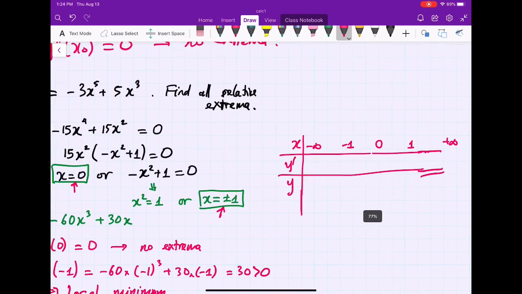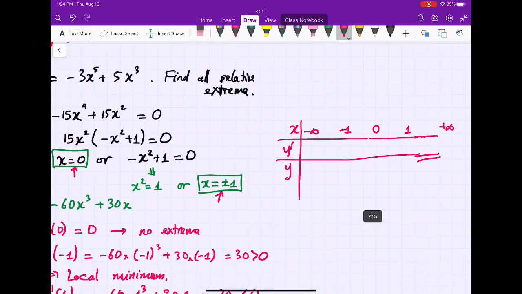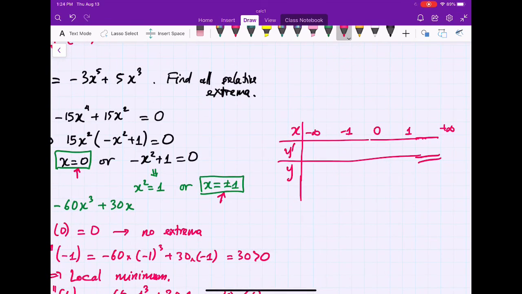You need to pick 1 point from each interval and then plug it into the first derivative. For example, here I pick 2. I plug 2 into this expression because we already have this, right? The sign of the first derivative depends on the sign of -x squared plus 1. Which is easy. So I have negative in here. Between 0 and 1, I have positive. Between -1 and 0, I also have positive. In here, I have negative.